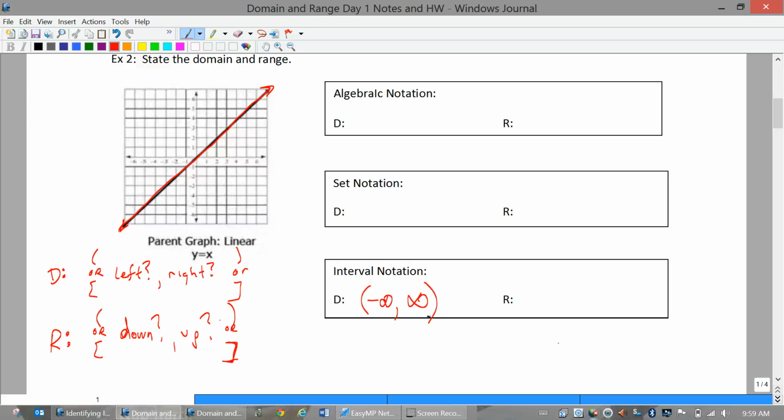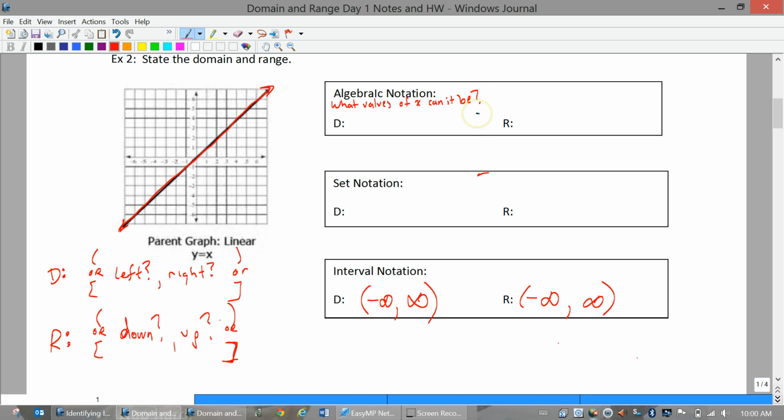Okay. Range on this, we go down forever and we go up forever. Down forever, up forever. That's negative infinity to positive infinity. Okay? When we change this into algebraic notation, we change the way we ask the question about the domain. We change our question to what values of x can it be?